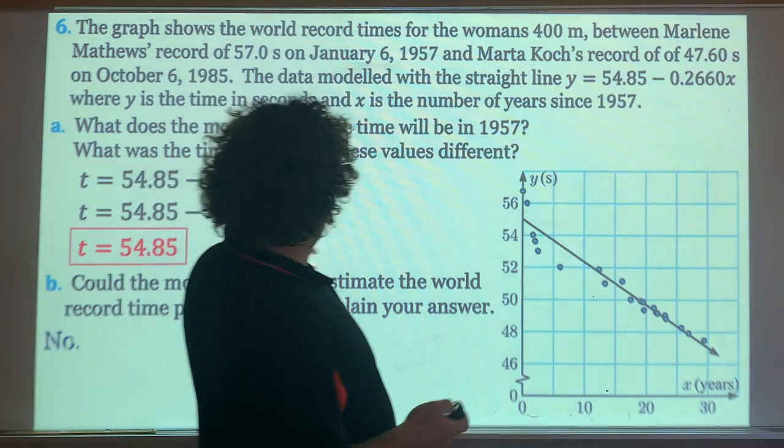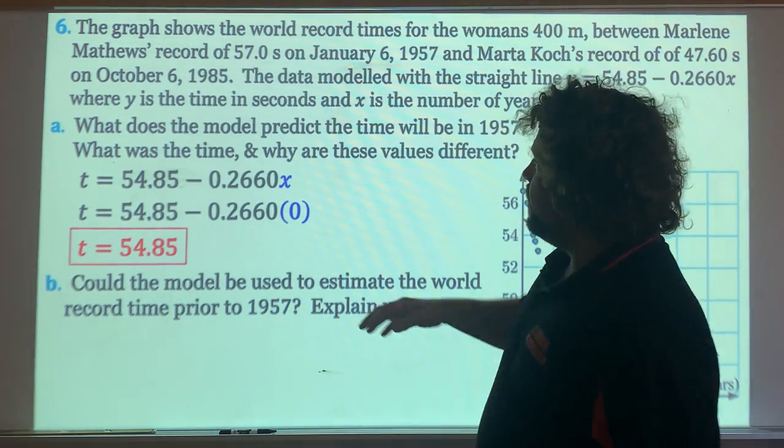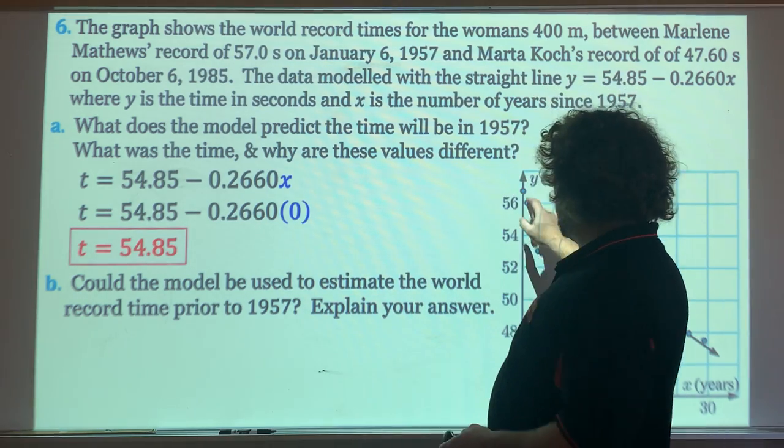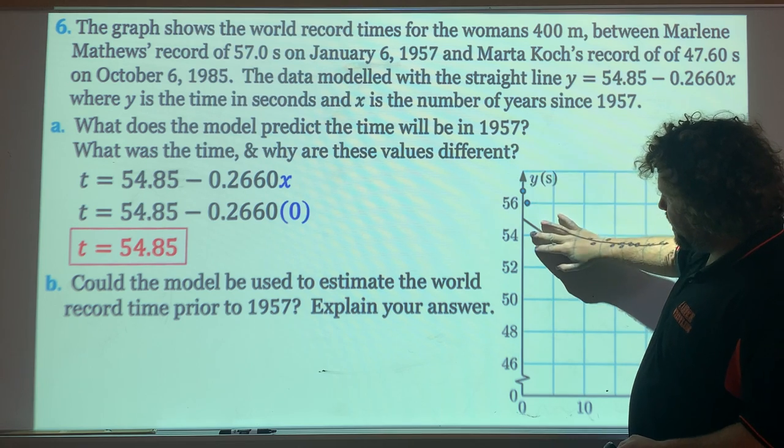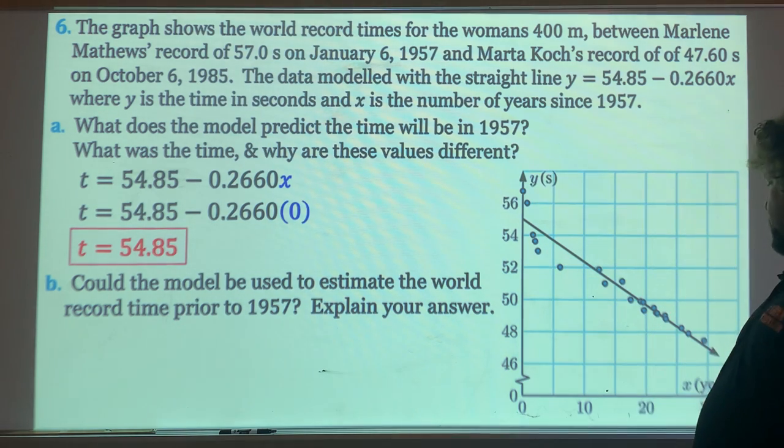The reason it's different is very simple, because this is a model. This is not exact. It's an approximation. They ran a lot slower back then, and they got a lot faster. And then eventually to today, they're even faster and faster and faster.